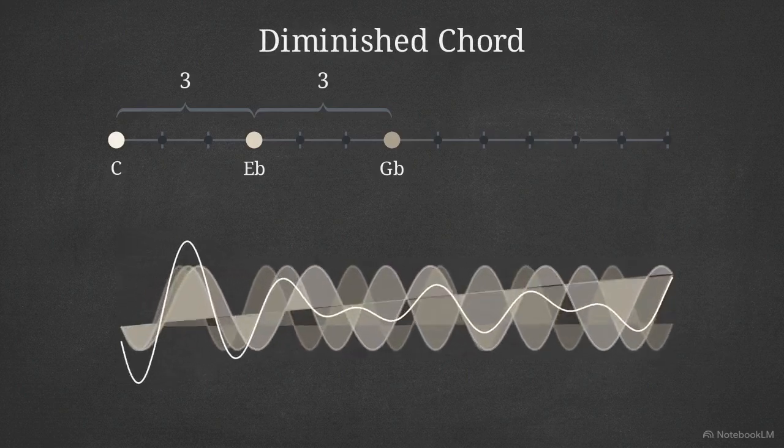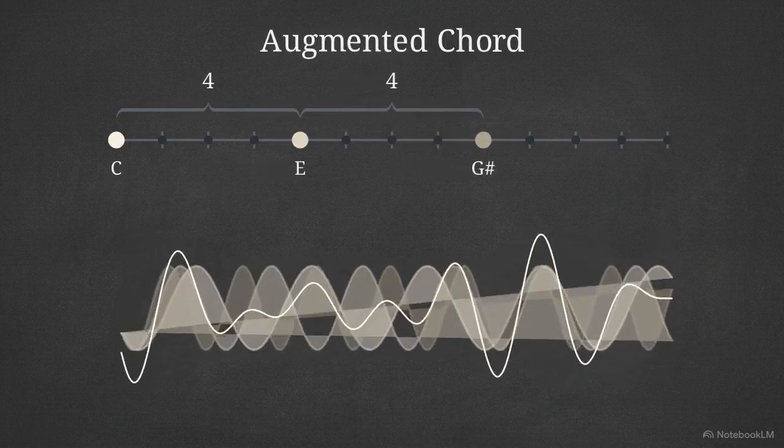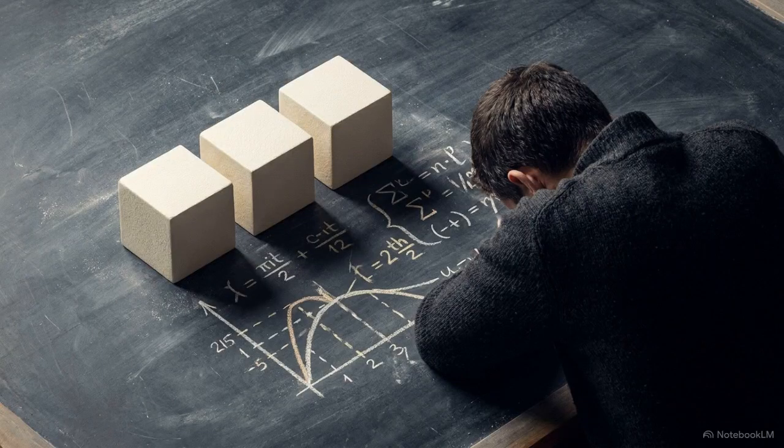Returning to our major bass and raising the top note instead creates 2 4-step gaps. This augmented chord leaves the listener floating in ambiguity. By calculating exact semitone distances, you dictate the specific mood your listener experiences.